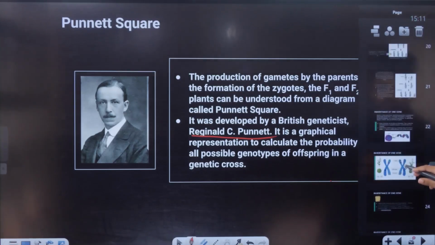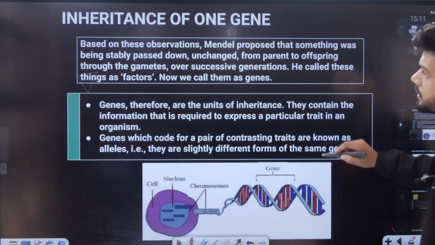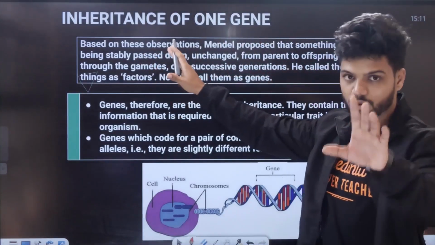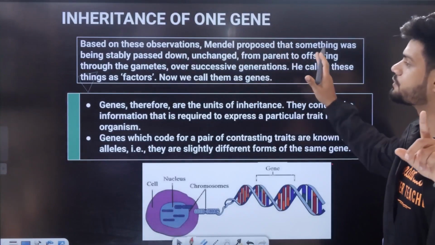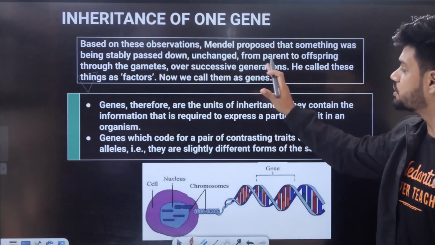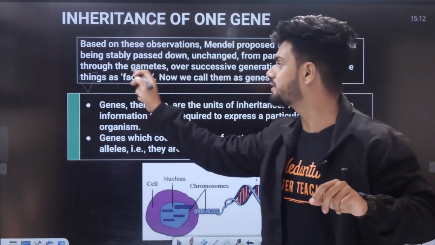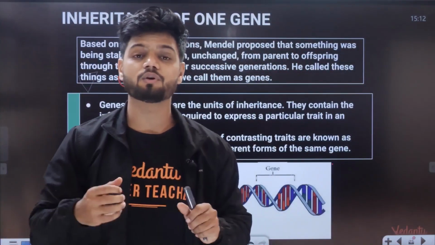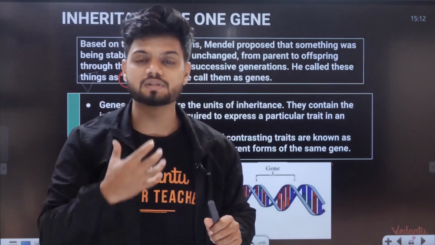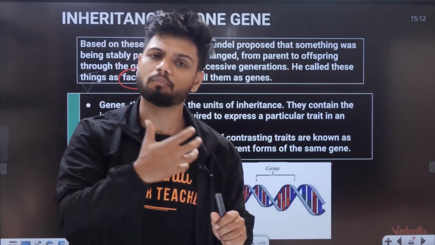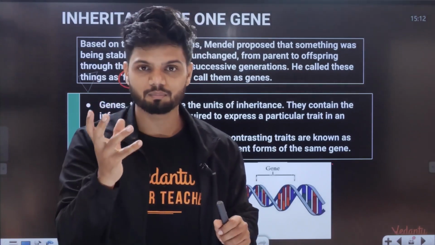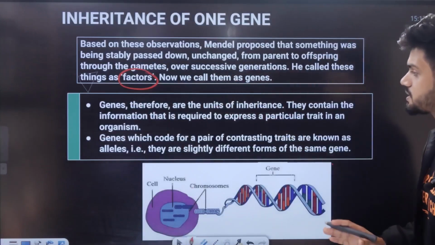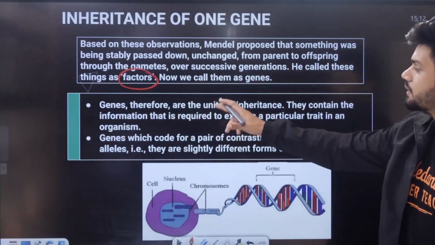Okay. Now, students, inheritance of one gene. We learned here, based on the observations, Mendel proposed that something was being stably passed down, unchanged from parent to offspring through gametes over successive generations. He called these things factors. Now we call them genes. We know genes are passed from father to son, father to daughter, mother to son, mother to daughter. But at that time, Mendel called them factors. So now we call them genes. Therefore, genes are a unit of inheritance.